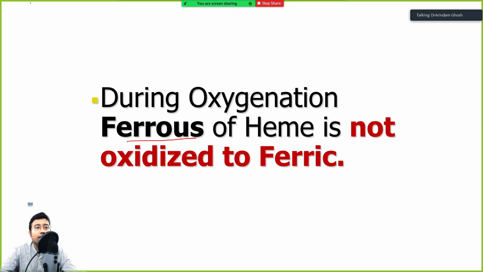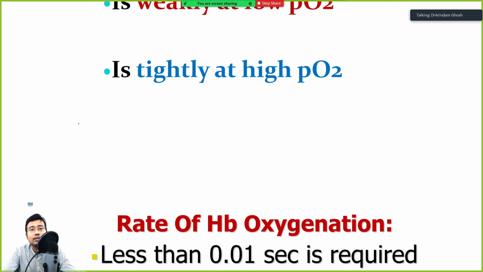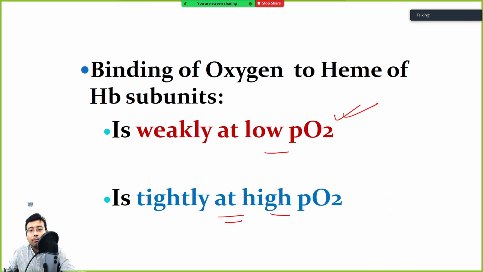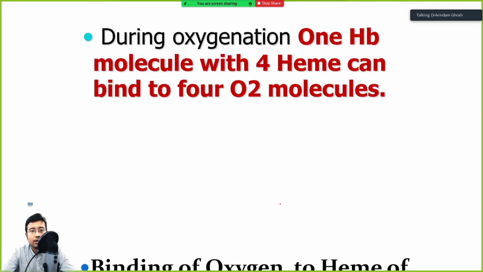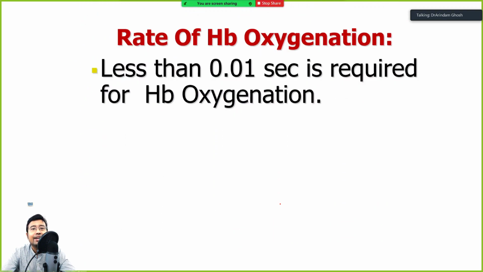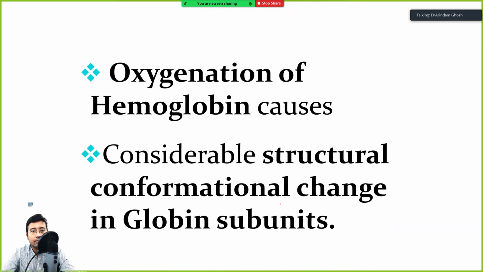What is the formula of rust? It is 2Fe2O3.3H2O. So normally whenever you are putting iron in nature, whenever it comes in contact with oxygen, it is oxidized to the ferric form. But this is not happening in lungs. It is very important. It is non-enzymatically loosely bound. Even if oxygen tension is high, I told you it is tightly bound, the bond is still non-enzymatic, loose and reversible. So the key word is it is not oxidized.